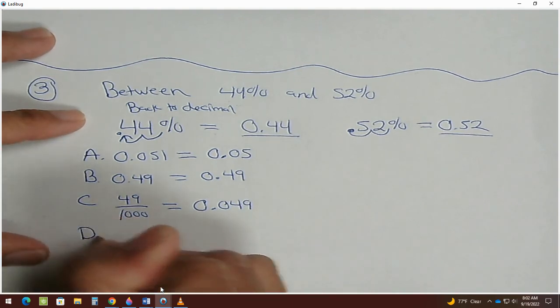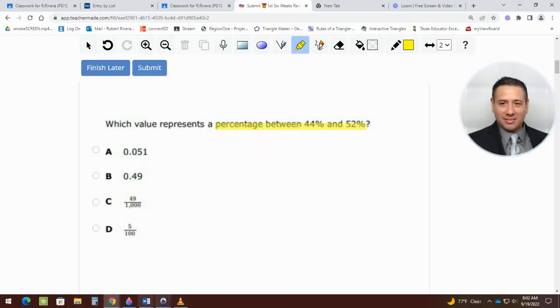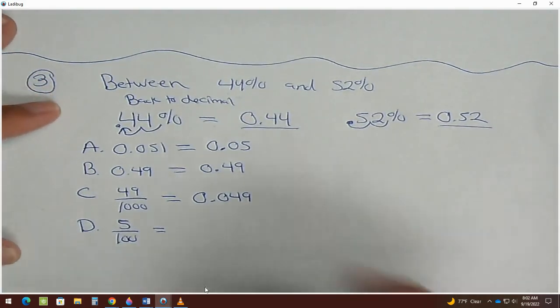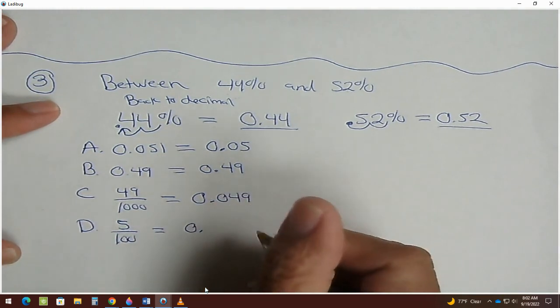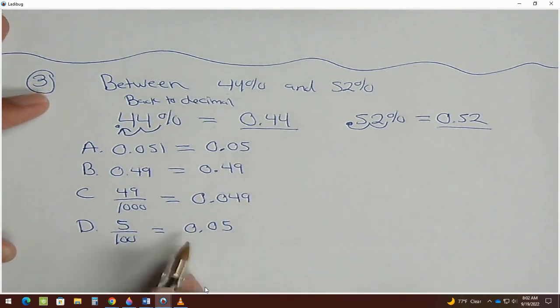Letter D. 500. Here we have. There we go. Letter D is 500. Look at the place value chart and tell me what would be the decimal. 0.5? No, 0.5. That's 500. Okay? We got 10.